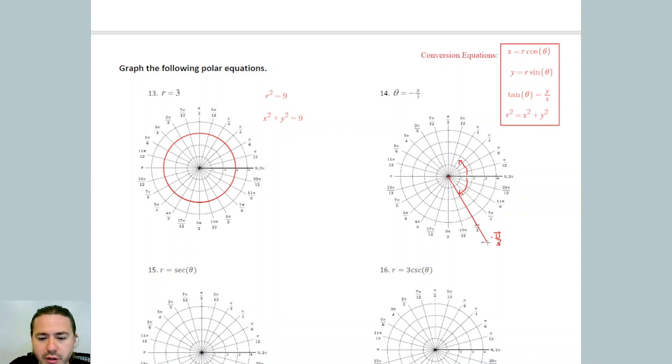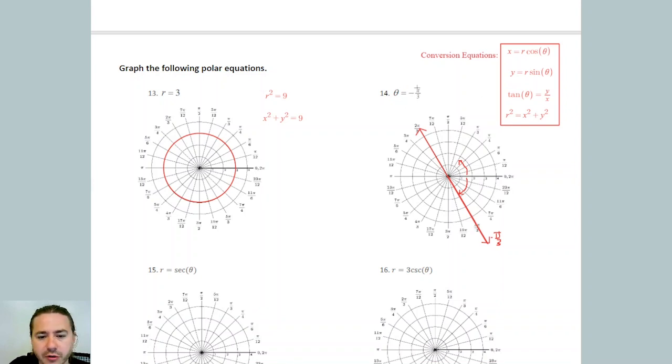But when we draw the line, we want to make sure it goes in both directions because we may have negative r values. In other words, the coordinates over here could be something like negative 1 comma negative pi over 3, or negative 2 comma negative pi over 3. So the theta value is still negative pi over 3, so this equation is satisfied, but with the negative r values, we do get the complete line.